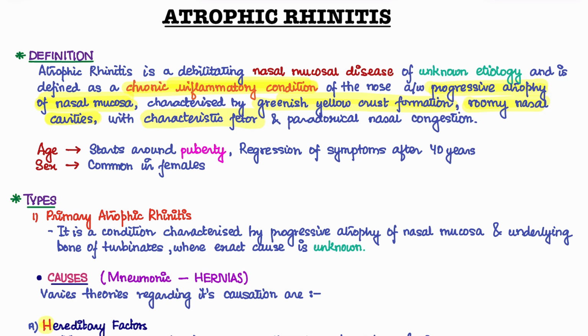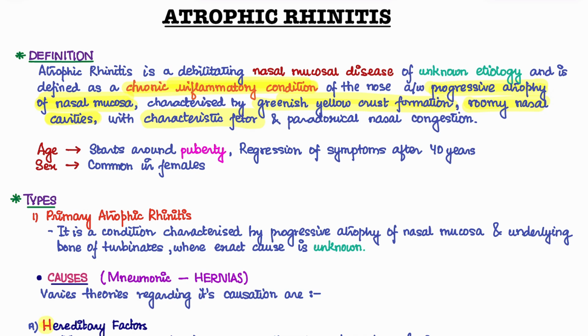It is actually a chronic inflammatory condition of the nose, which is characterized by two main features: progressive atrophy of the nasal mucosa as well as the turbinate bones. And in the clinical features, the three most important things that you see are greenish yellow crust formation, roomy nasal cavities, and a foul smelling odor coming from the patient.